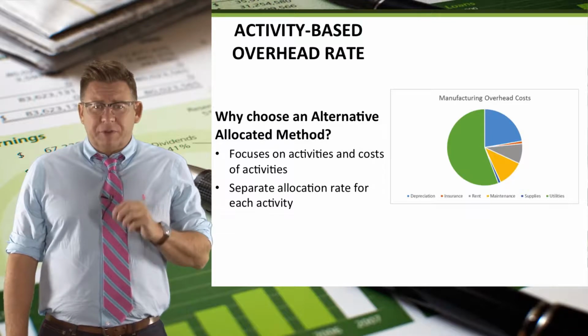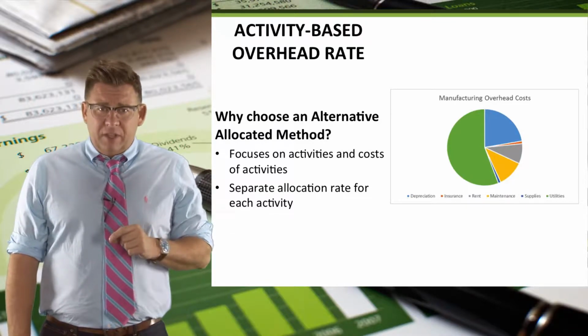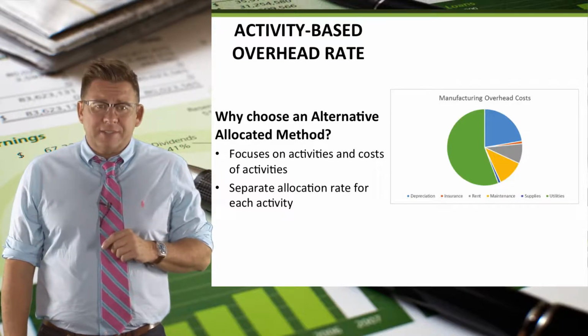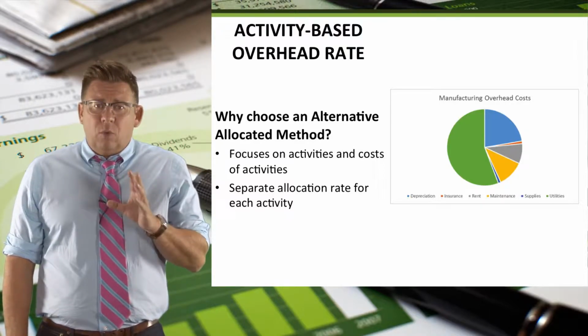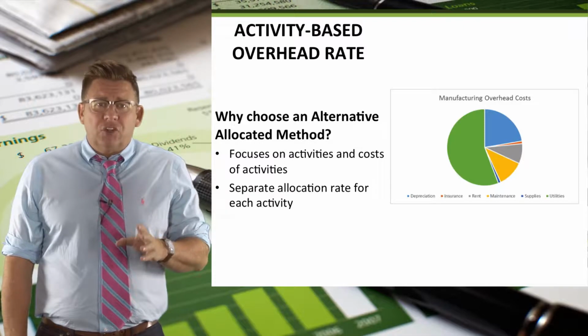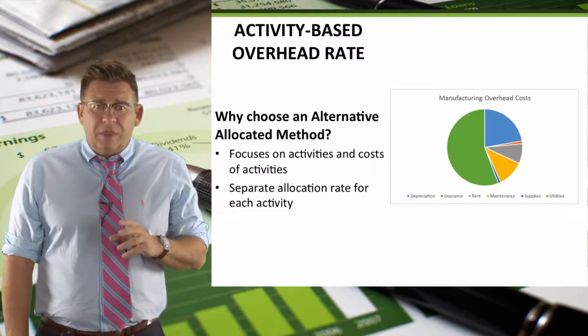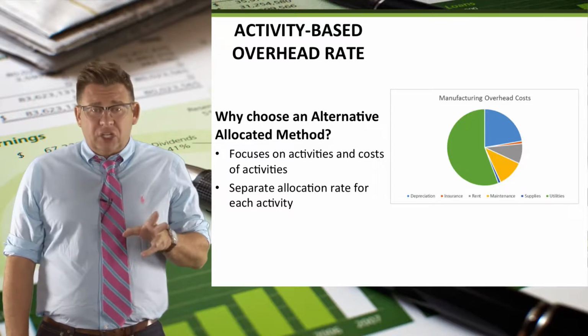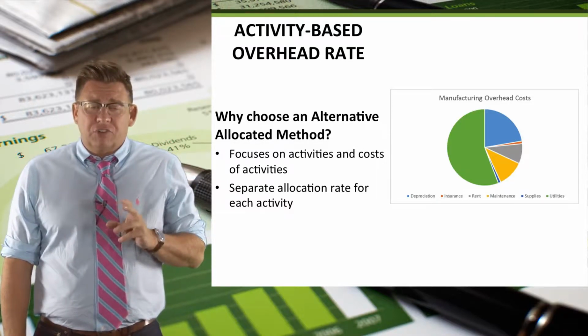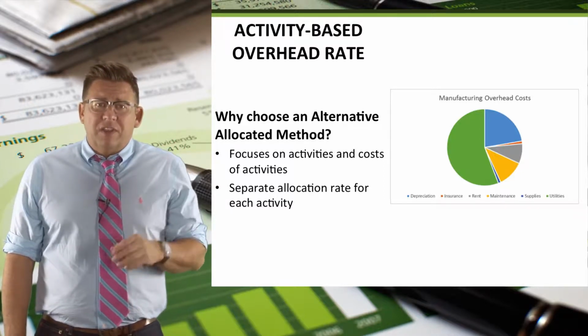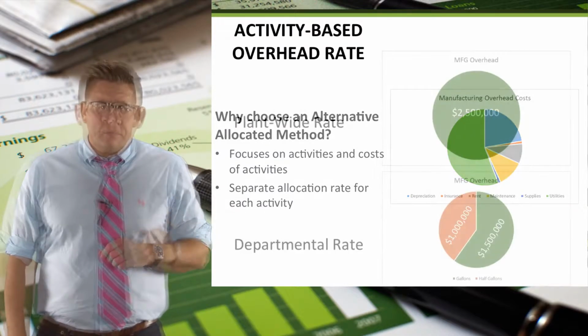Many companies choose to refine or improve the method of overhead allocation to try to achieve more accurate product costs. This is because the plant-wide rate method does not do a good job of matching the costs of overhead resources with the products. Additionally, simpler allocation systems result in overcosting or undercosting their products. We call this cost distortion.